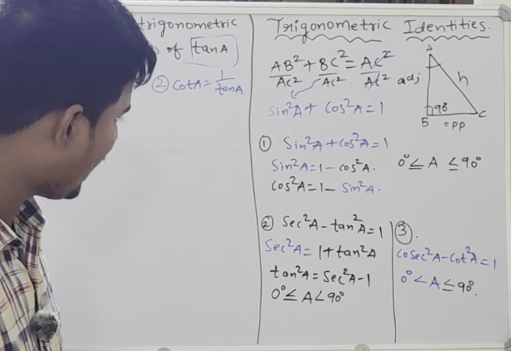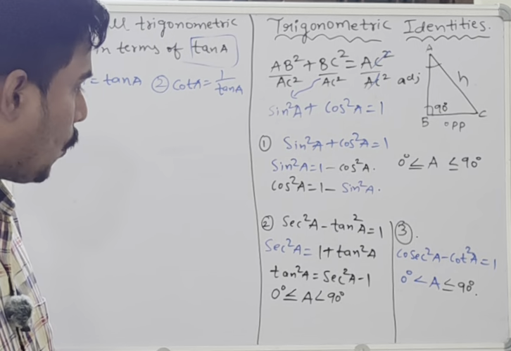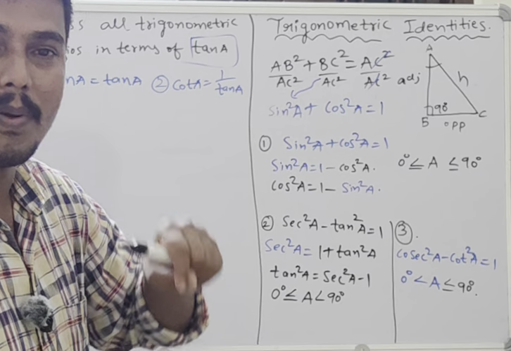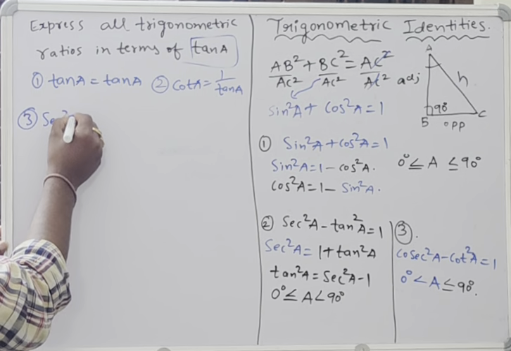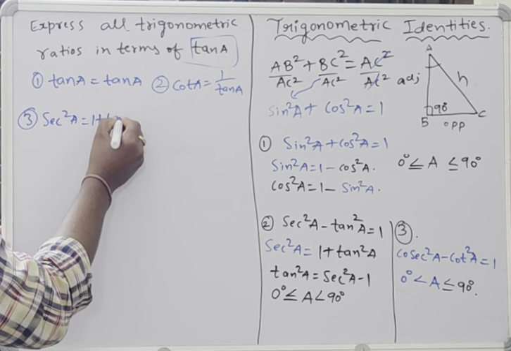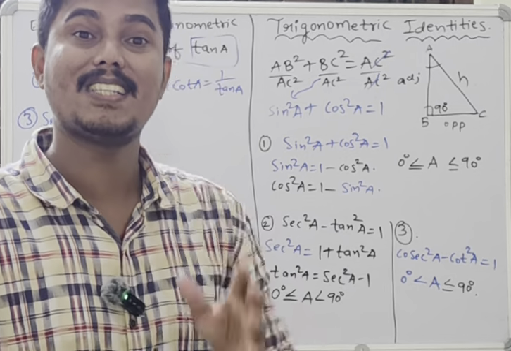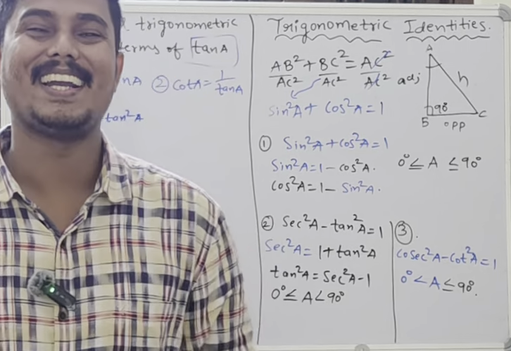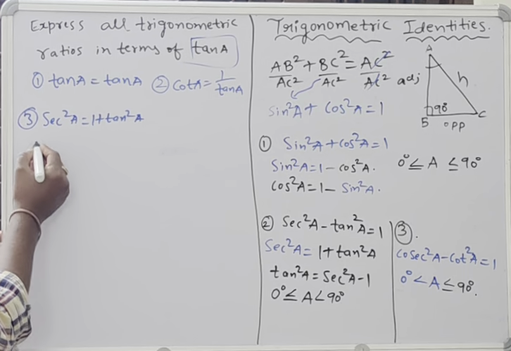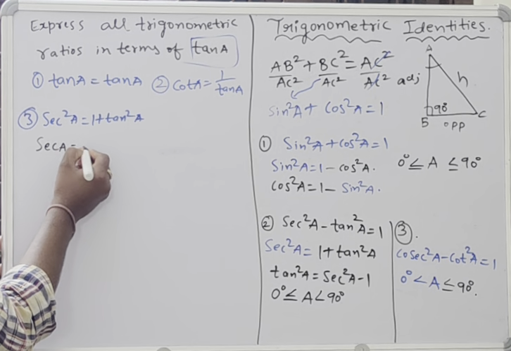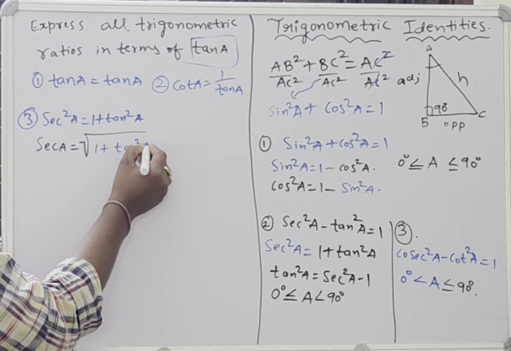Now I am seeing the identities. And here I am able to see secant square A minus tan square A is equal to 1. Secant square A is equal to what? 1 plus tan square A. Write this identity. The third one, secant square A is equal to 1 plus tan square A. Now my first doubt, is secant square A a trigonometric ratio? Secant A is a trigonometric ratio. Sir, secant A, absolutely correct. So sending the square to the other side becomes a square root. So secant A is equal to under root 1 plus tan square A.